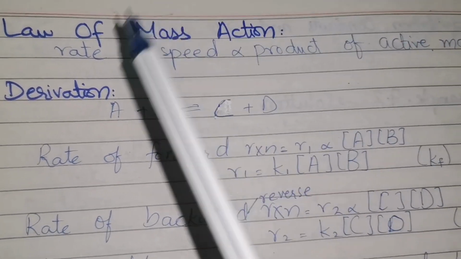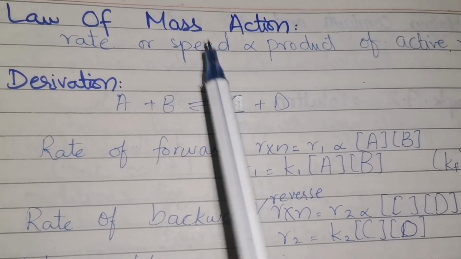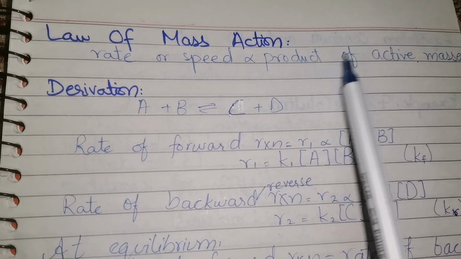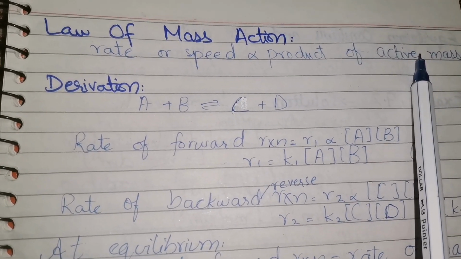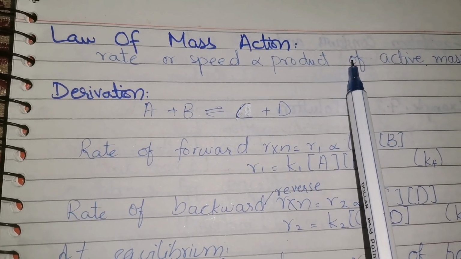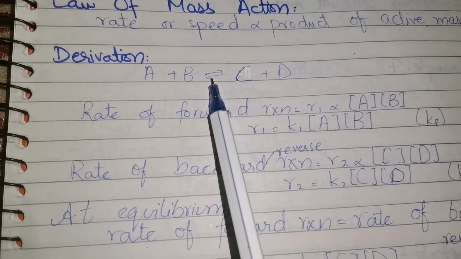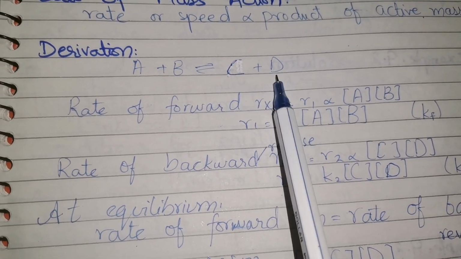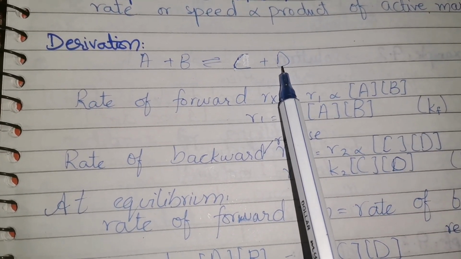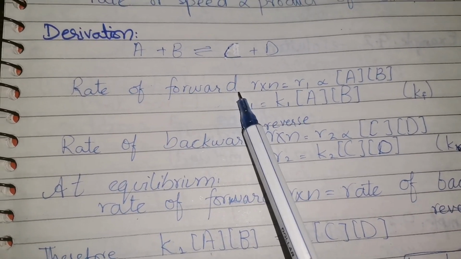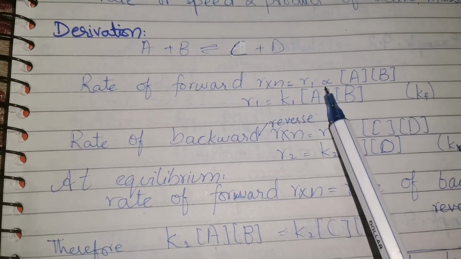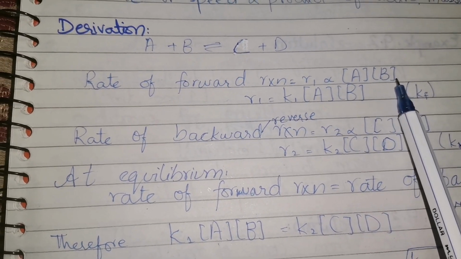Now the next topic is the law of mass action. According to the law of mass action, rate or speed is directly proportional to the product of active masses. Now what does this statement mean? We will see here in the derivation. We have taken reactants A and B which converted into products C and D. Now the rate of forward reaction R1 is directly proportional to [A][B].